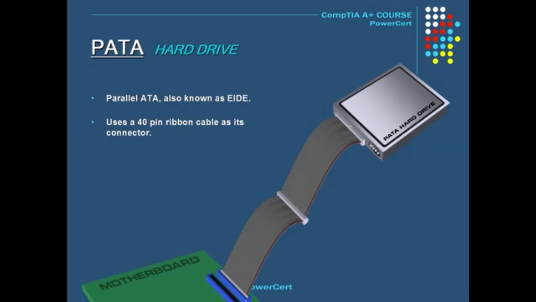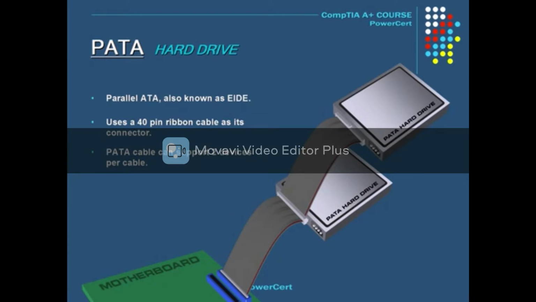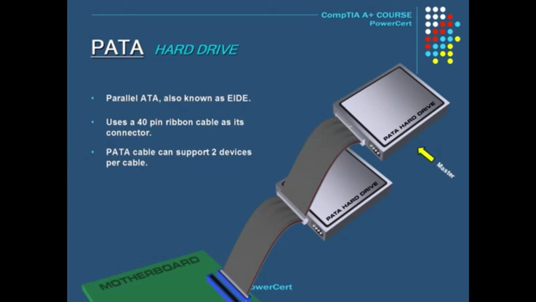Has a connection at the end and one in the middle, which enables a cable to support two devices, such as two hard drives, two CD-ROM drives, or a combination of one of each. The hard drive that is connected to the end of the cable would be considered the master drive, and the hard drive that is attached to the middle connector would be considered the slave drive.